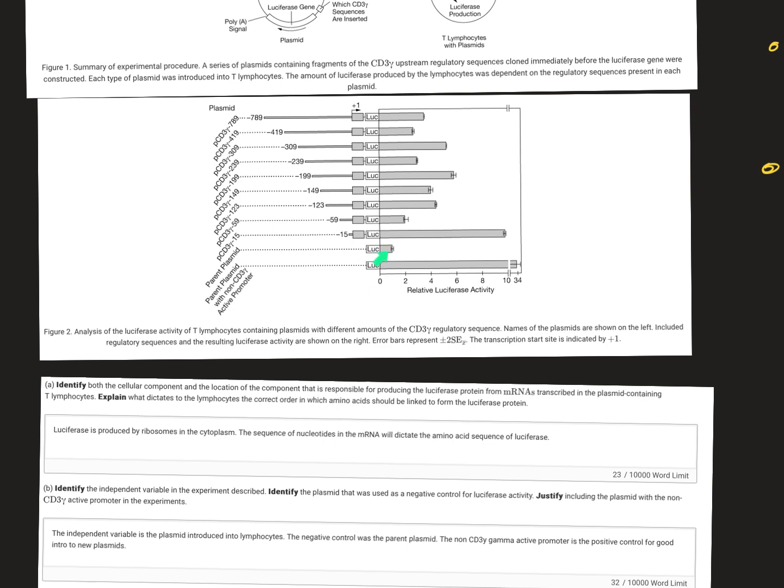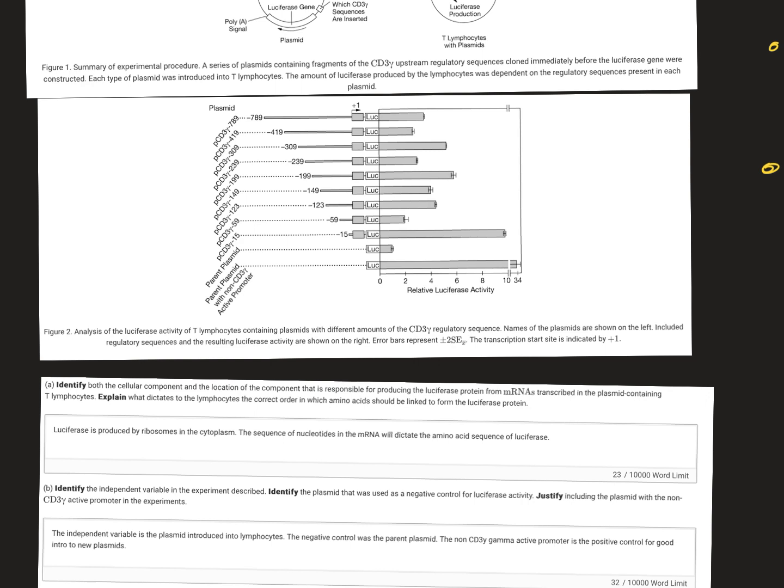And this is how much luciferase is made with just the plasmid without the promoter, right? This is with the non-CD3 active promoter, so this is an active promoter that just turns it on, 100% on. This is without a promoter at all. This is how much luciferase you'd make if you didn't have any promoter at all. And then this is a combination of the promoter regions, smallest to largest, upstream. So here's 15. There's a little segment of 15 nucleotides of the promoter region. Here's 59, and I'll draw it out for you. Let me just draw it out right here.